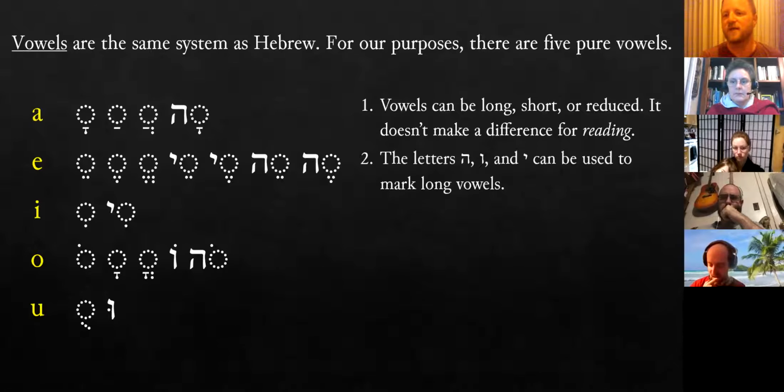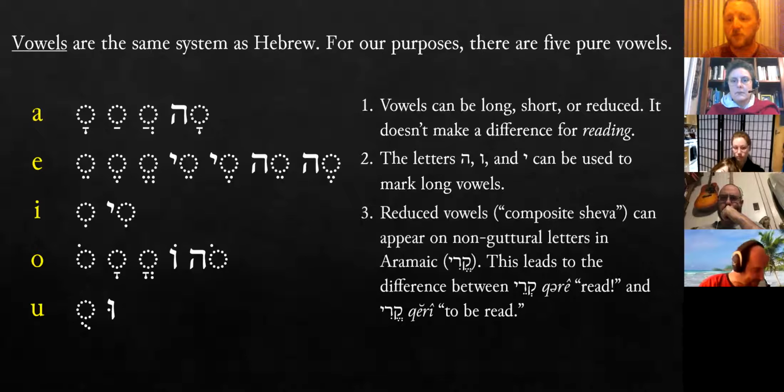Number 2 says the letters Hey, Vav, and Yod can be used to mark long vowels, exactly like Hebrew. No problem. Reduced vowels, that is the composite shva, can appear on non-guttural letters in Aramaic, whereas in Hebrew they're limited. They're restricted to guttural letters. But I did see, Jonathan, when we were reading last week in the book of Ruth, we saw the composite kamats underneath a kuf.